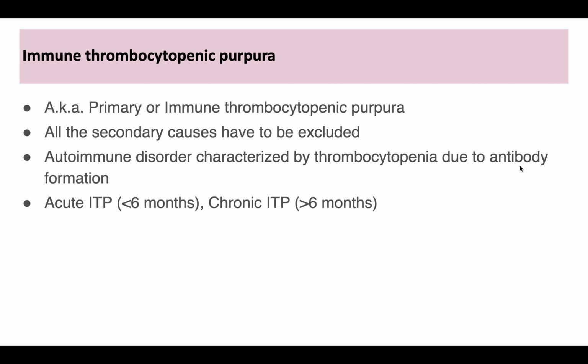Now let's go to what is immune thrombocytopenic purpura, that is ITP. This is also known as primary thrombocytopenic purpura or immune thrombocytopenic purpura because the pathogenesis is autoimmune. Therefore, the name is immune thrombocytopenic purpura. Now, to make a diagnosis of ITP, we need to exclude all the secondary causes. Like you have to exclude dengue, whether any infection is there or not.